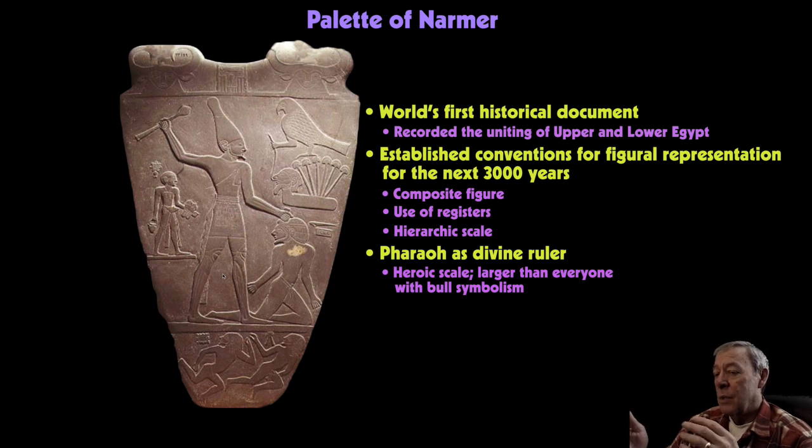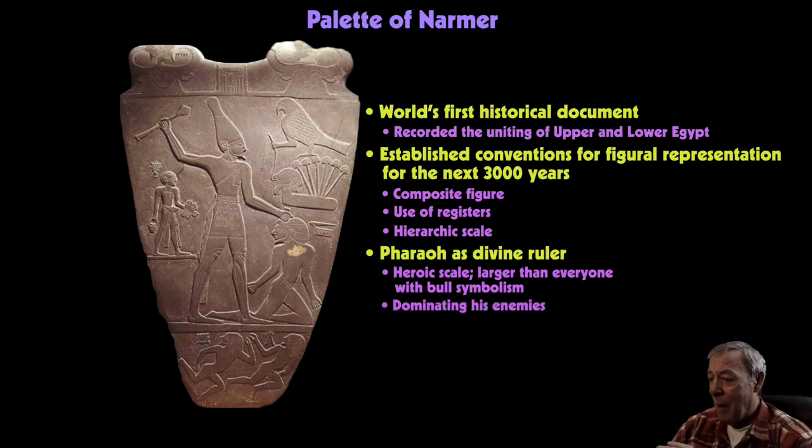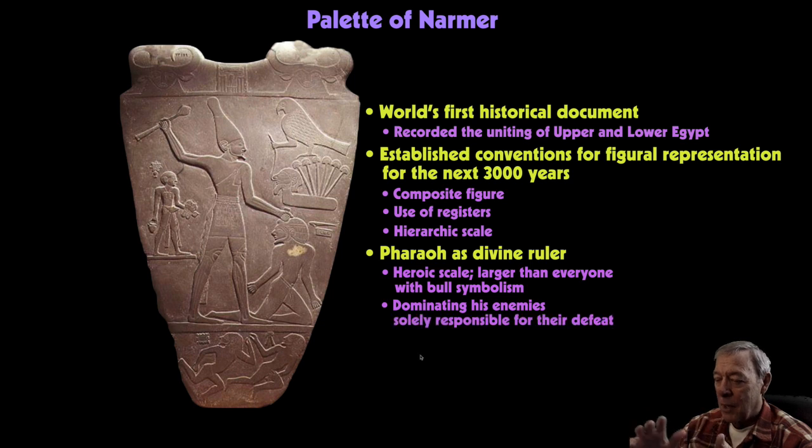Then, of course, divine ruler, because he is dominating his enemies here. Poor creature here has absolutely no hope at all of survival. So not only is he dominating this guy and about ready to bash him with his war mace here, but treading on his enemies down below. So he is solely responsible here for the defeat of his enemies in uniting these two kingdoms.